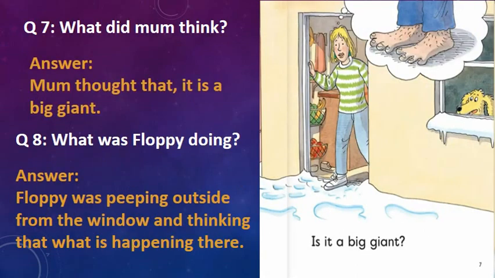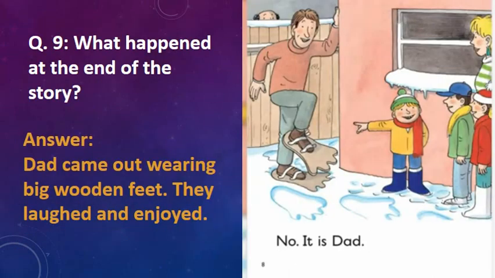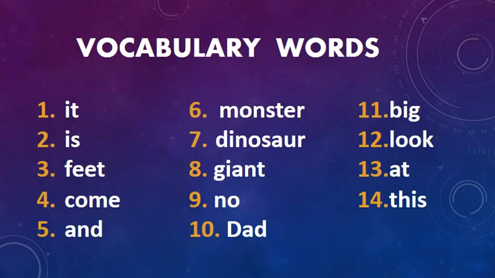Question number 7. What did Mom think? Answer. Mom thought that it is a big giant. Question number 8. What was Floppy doing? Answer is Floppy was peeping outside from the window and thinking what is happening there. Question number 9. What happened at the end of the story? Answer is Dad came out wearing big wooden feet. They laughed and enjoyed. Okay students, here are some vocabulary words from the reader Big Feet.